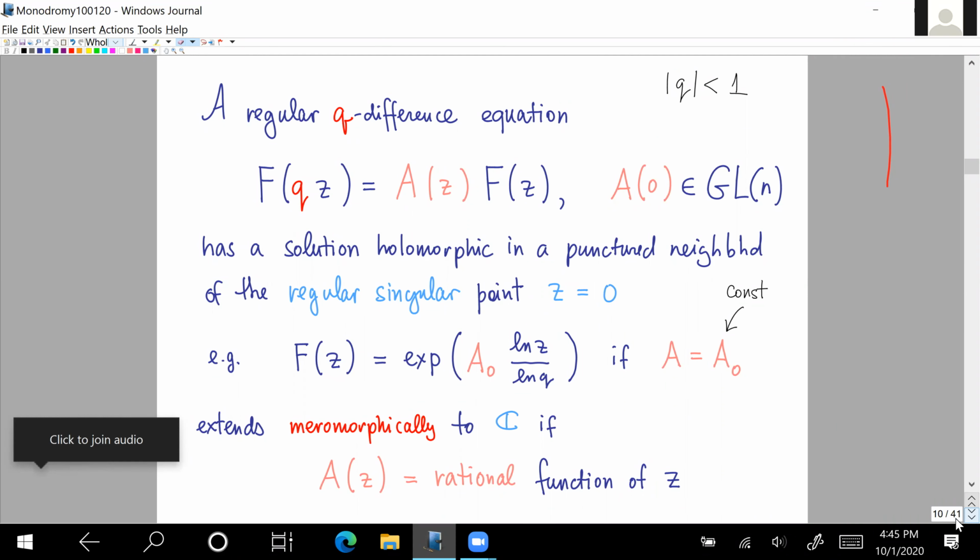So if you have a regular singular point, then just like for an ordinary differential equation, you have a holomorphic solution in a punctured neighborhood of that point. By the equation itself, it will be extended meromorphically: if A is a rational function, then the equation itself gives you meromorphic continuation to the whole complex plane, with singularities at q-translates of the singularities of the coefficient of z.